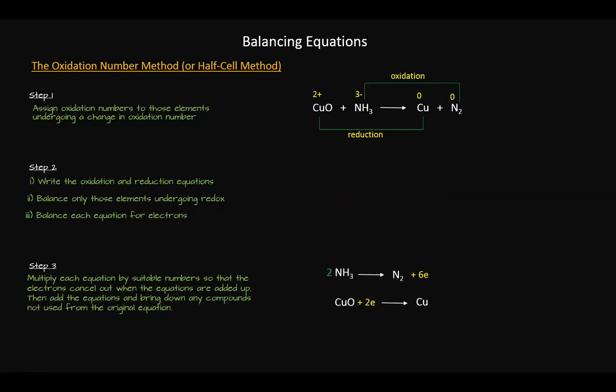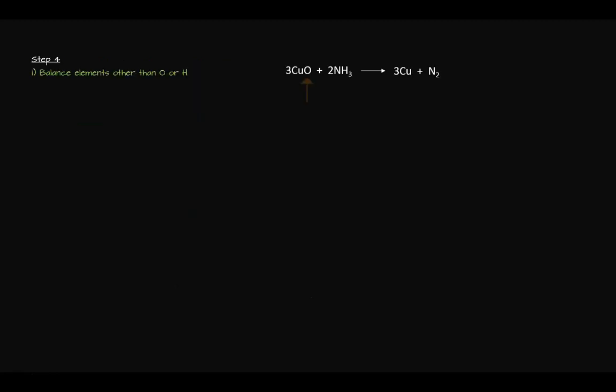So we multiply the reduction by 3, which gives 6 electrons in each half reaction, and they will cancel out or add up to 0. Here it is. The main elements, copper and nitrogen, are balanced, but not oxygen or hydrogen. Now notice there are 3 oxygen atoms on the left and none on the right. The solution is to add water to balance oxygen. So we add 3 H2Os now.